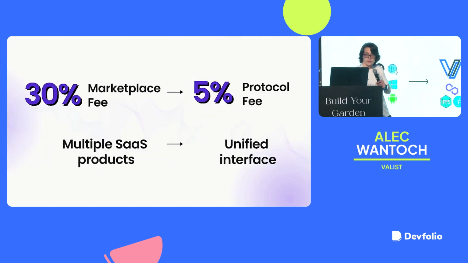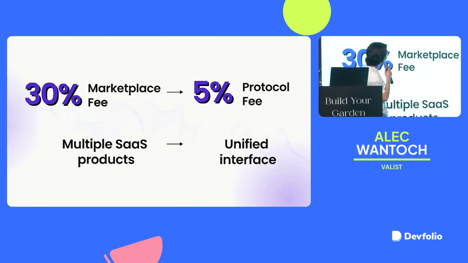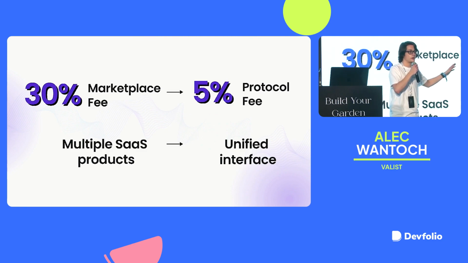So we can avoid that 30% marketplace fee and replace it with a 5% protocol fee. That protocol fee also covers the gasless transactions, so you don't have to actually hold any crypto to get started. You could just basically publish for free and get it going. It also covers all of the decentralized storage and everything that surrounds it.